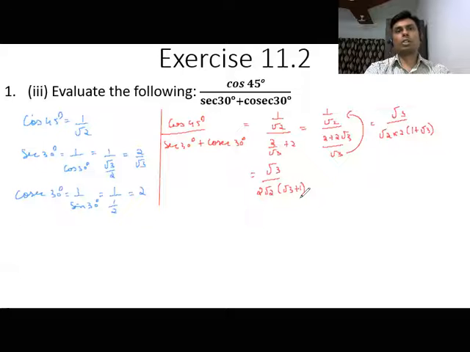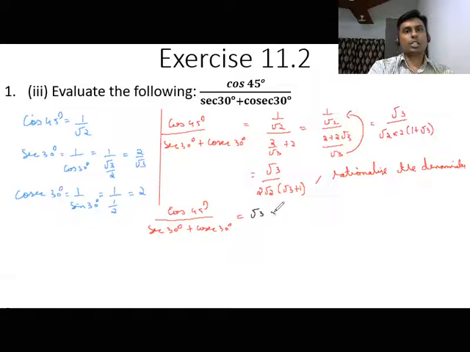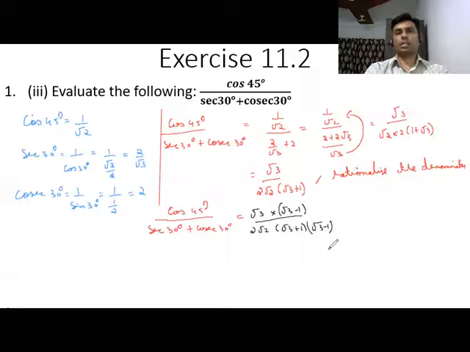So to rationalize the denominator, what I will do? Multiply by root 3 minus 1 divided by root 3 minus 1. So cos 45 degrees divided by secant 30 degrees plus cosecant 30 degrees is equal to, I will change the ink, root 3 into root 3 minus 1 divided by 2 root 2 into root 3 plus 1 into root 3 minus 1. I am rationalizing. So multiply and divide by root 3 minus 1. This is what I did.